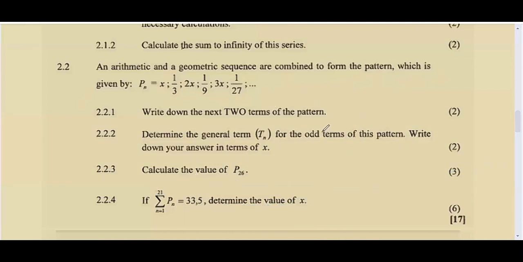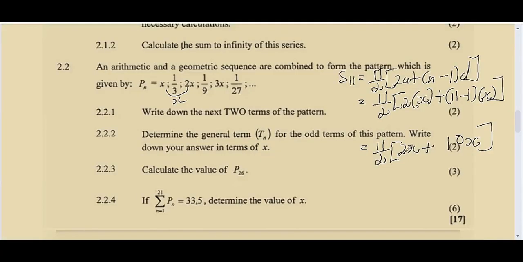First of all, let's calculate the sum of the 11 terms of the arithmetic sequence. So we have n over 2, and then 2a plus n minus 1 times d, right? What is our n? We have 11 terms, so that's 11 over 2. And then here we have 2 times a. What is our a? It's x. Then we have plus, now 2x plus 10x should give us 12x, right? So we have 11 over 2 times 12x.